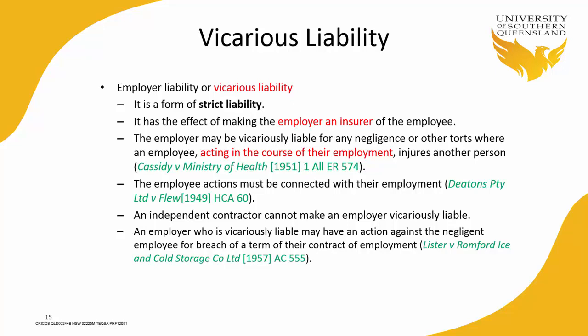Okay. In order for it to succeed in making an argument on vicarious liability, you have to show that the actions of the employee were part of their employment. So the employee was acting in the course of their employment. Okay. So if they are an independent contractor, you cannot go and argue that the employer would be vicariously liable for them. But if you can show that they are really agents for the employer, then you could still probably succeed on an argument of vicarious liability.